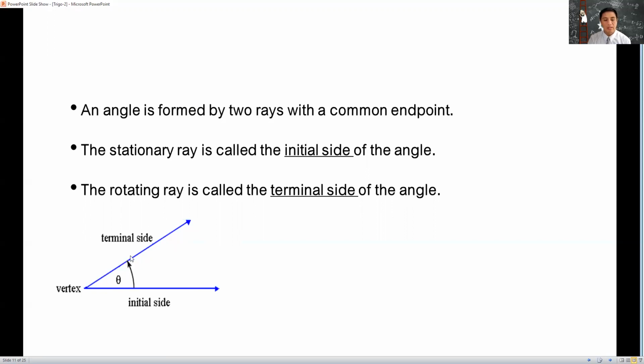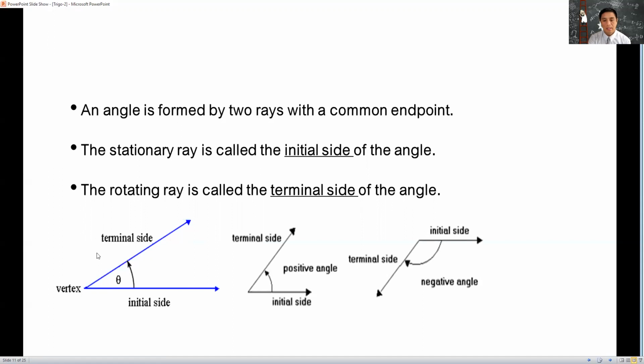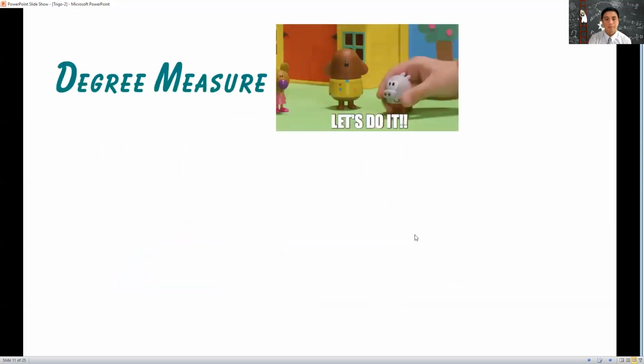So the other way to identify which one is the initial side or which one is the terminal side is to find the arrowhead. The arrowhead always points and touches the terminal side, just like these two more examples. Initial side, terminal side. Initial side, the arrow is going here, so this is the terminal side. And when you study trigonometry, you have to study the two main systems of measuring angles. Those are the degree measure and the radian measure. So we will start now with the degree measure.